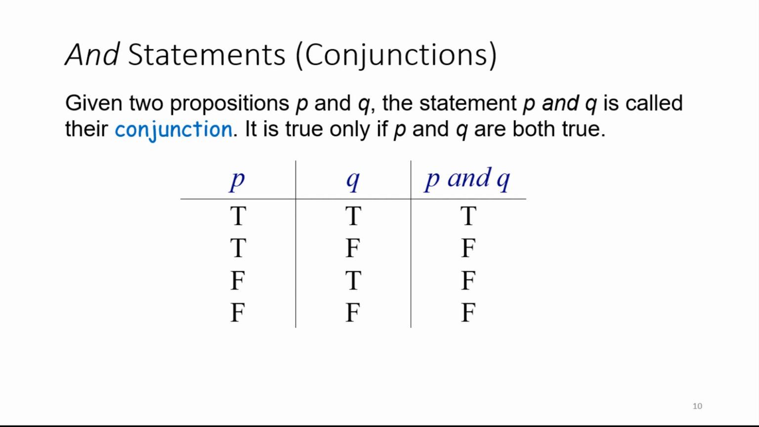Now we'll read horizontally. If we are looking at P and Q in the first row with the truth values, true and true is defined as true.